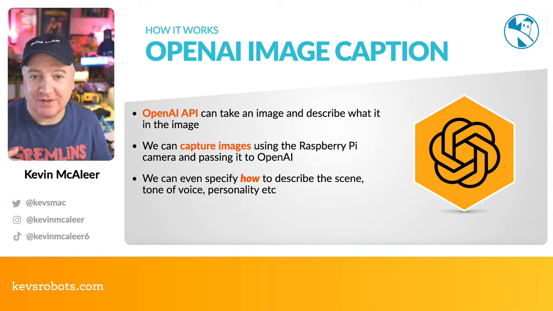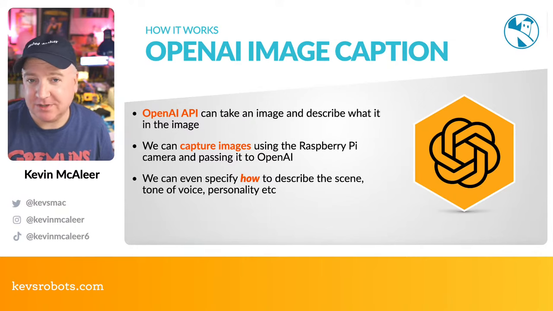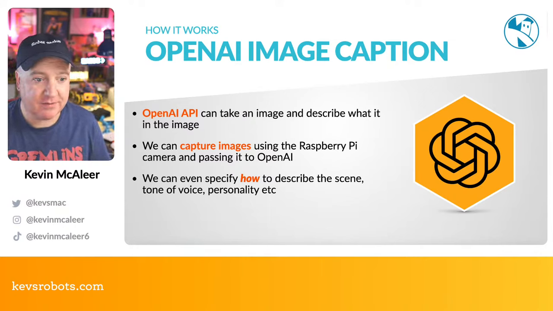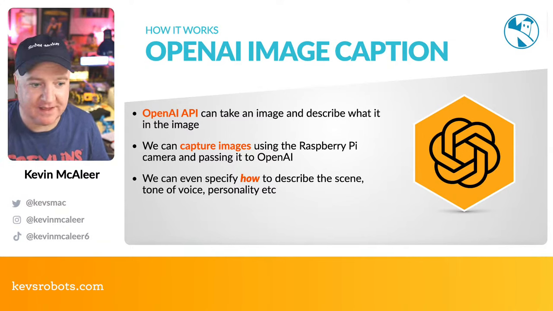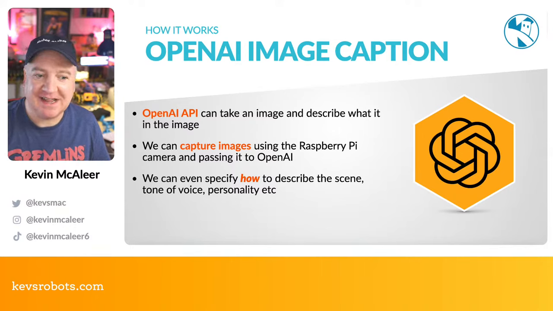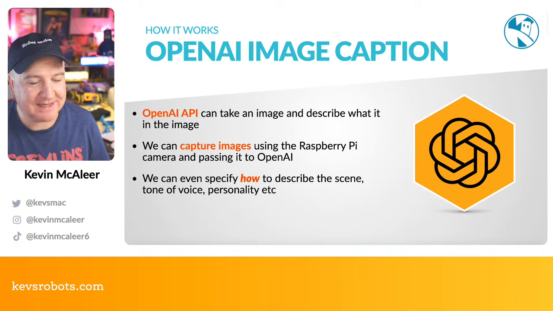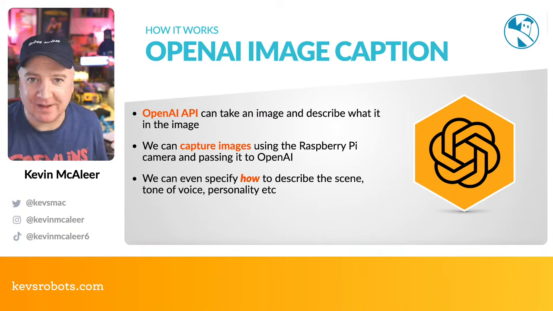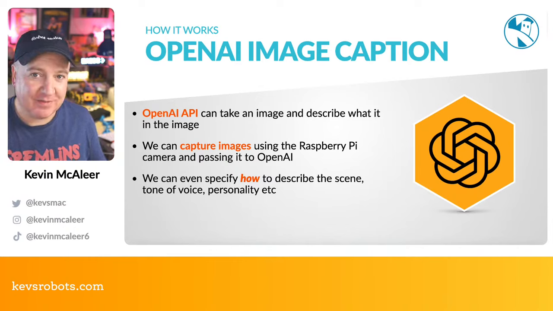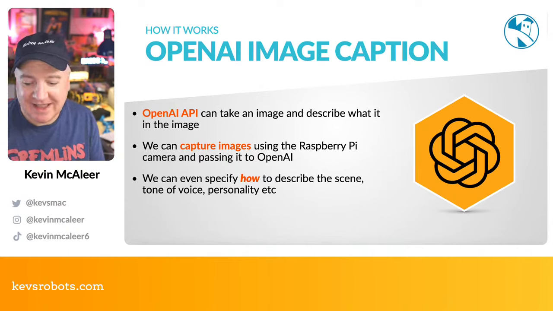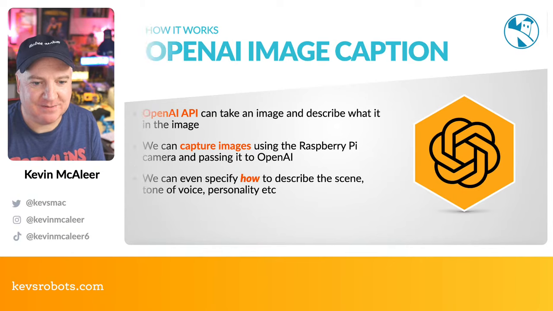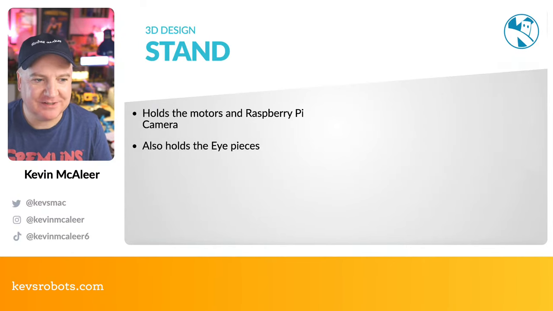We can capture the image using, like I said, the Raspberry Pi's camera software, Pi camera, using Python, and we can then just pass that to OpenAI, send it off, and we get back a text string describing what is in there. We can even say how to describe the scene, the tone of voice, the personality, whether it's sarcastic, whether it's mean, whether it's poetic, all that kind of stuff. We can do all that just like you would with ChatGPT, where you can say in the voice of William Shakespeare or something like that. How it would know that, I don't know, but it does.